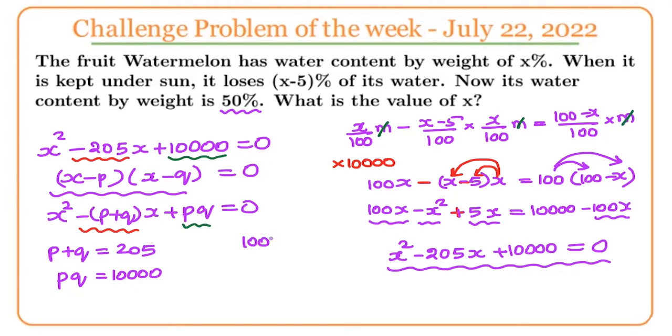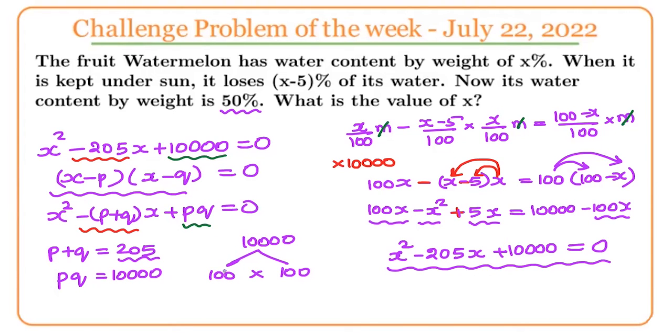We can start with this 10,000 and find two factors which will give 10,000. One easy product is 100 times 100, but the problem with this is 100 plus 100 is not 205, it's only 200. So let's make another attempt at finding the two factors.